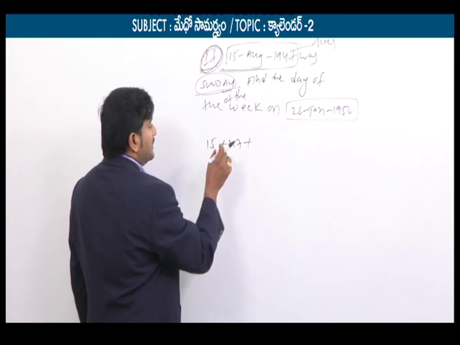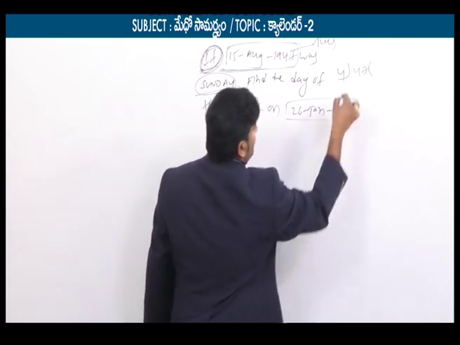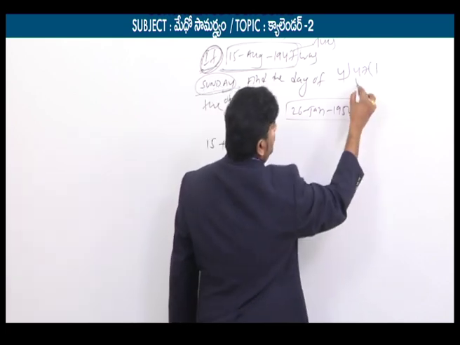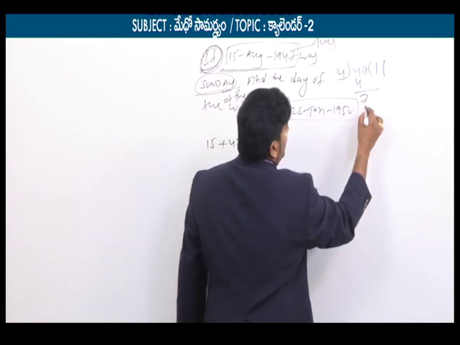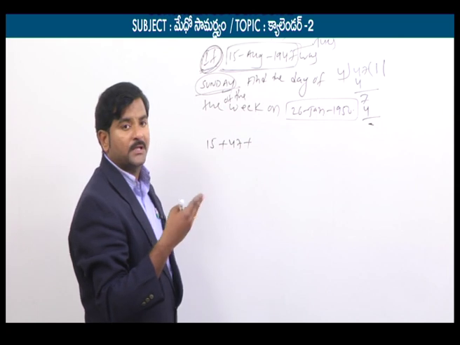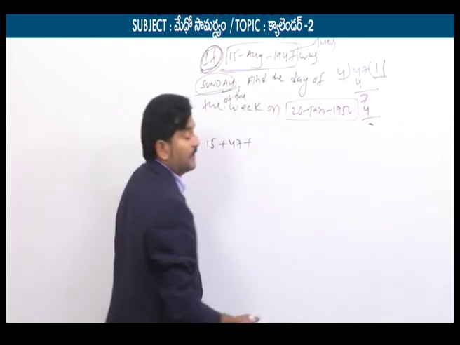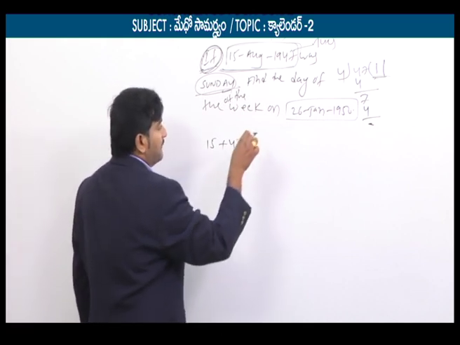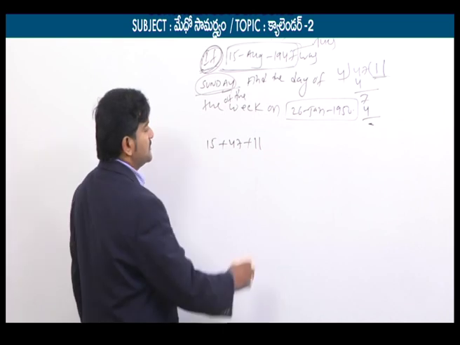In 47, the number of leap years can be obtained by dividing 47 by 4. How much will you get? 4 ones are 4, 7 left. Again it won't go in; 4 twos are 8, and 4 ones are 4. You can ignore the remainder. The remainder may be 1, 2, 3 and so on, but you can ignore it. But what is my quotient here? 11. What does it mean? In 47 years we have 11 leap years. Okay, this is fine up to here.